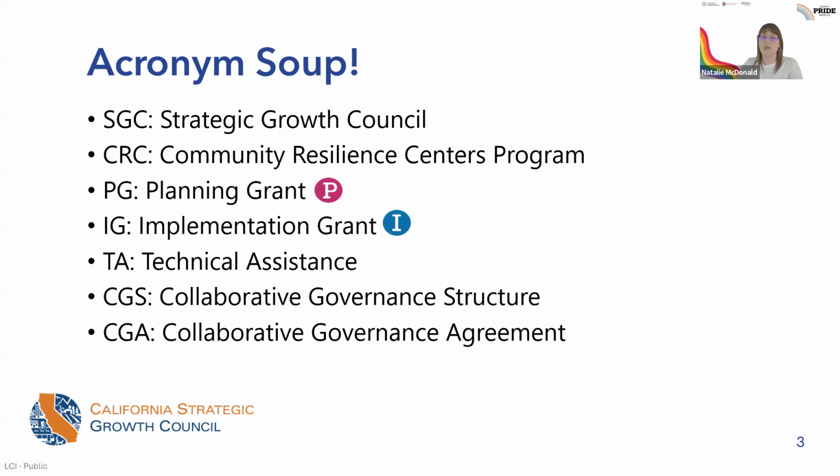Before we begin, let's go over some common acronyms we use for the CRC program. The first one is SGC, which stands for Strategic Growth Council. The next is CRC, standing for the Community Resilience Centers Program. PG stands for Planning Grant. IG stands for Implementation Grant. TA stands for Technical Assistance. CGS stands for Collaborative Governance Structure. And CGA stands for Collaborative Governance Agreement.